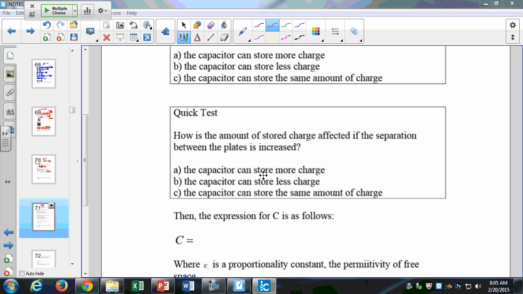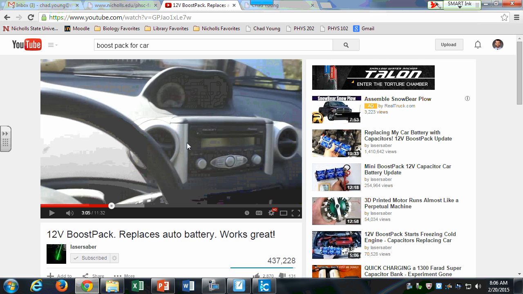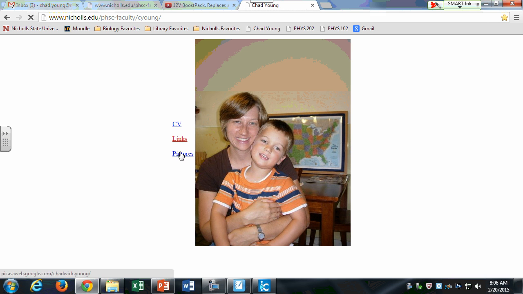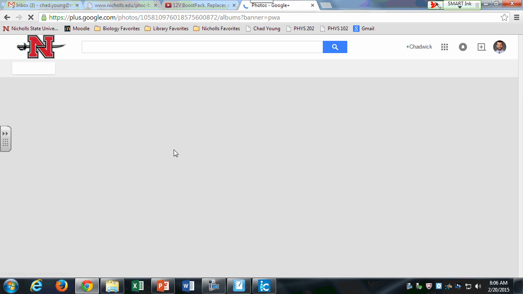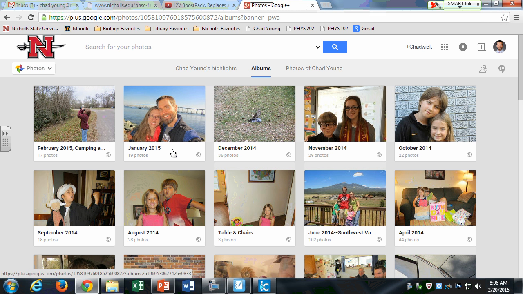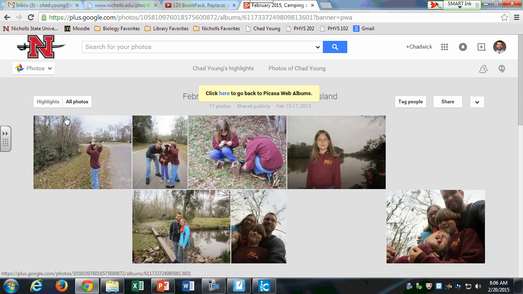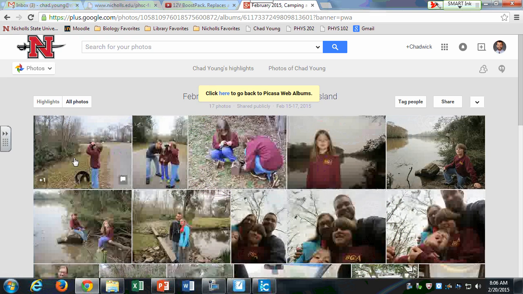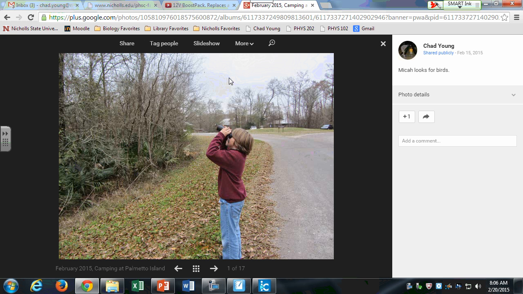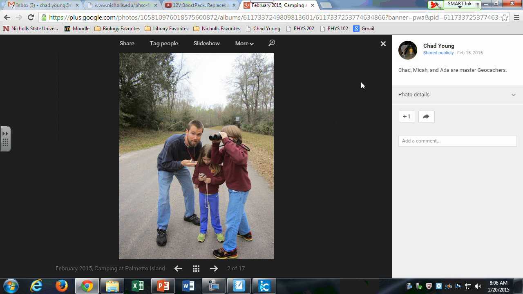Y'all want to see the pictures from our weekend? Sure. You care? Of course you care. We went up to Palmetto Island State Park, near Abbeville. It's a fairly new park. We went camping and had a cabin, but we did a lot of geocaching and just hanging out in the park. There was my boy. He had some binoculars, so he was looking at nothing. You know what geocaching is? You have a GPS, and you find things that people have hidden. We got like seven or eight caches while we were out.